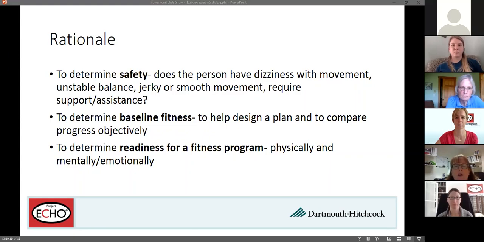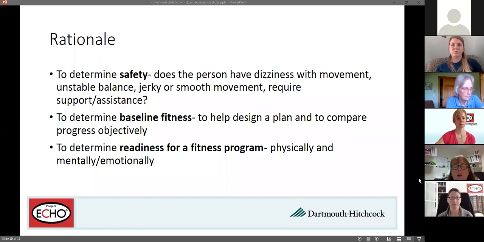So the first thing I think we need to be formalizing is, prior to beginning an exercise program, assessing them from a safety standpoint. These are not always your regular 16 to 25-year-old healthy person coming into exercise. They often have a lot of health issues. So do they have any dizziness with movement? Are they unstable with their balance? Do they have jerky or smooth movements? Do they require assistance? Are they understanding what you're asking of them? Are they speaking clearly and that sort of thing?